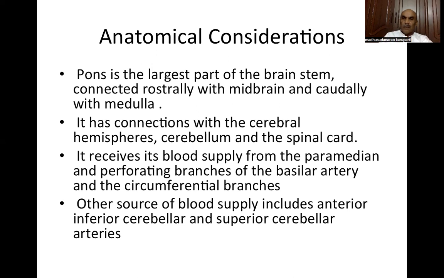The basilar artery is formed by the merging of the two vertebral arteries at the pontomedullary junction, and it terminates at the posterior cerebral arteries at the rostral end of the pons. On its way, it gives the paramedian and perforating branches and the circumferential branches to supply the pons. Besides this, other sources of blood supply to the pons include the anterior inferior cerebellar artery and superior cerebellar arteries.